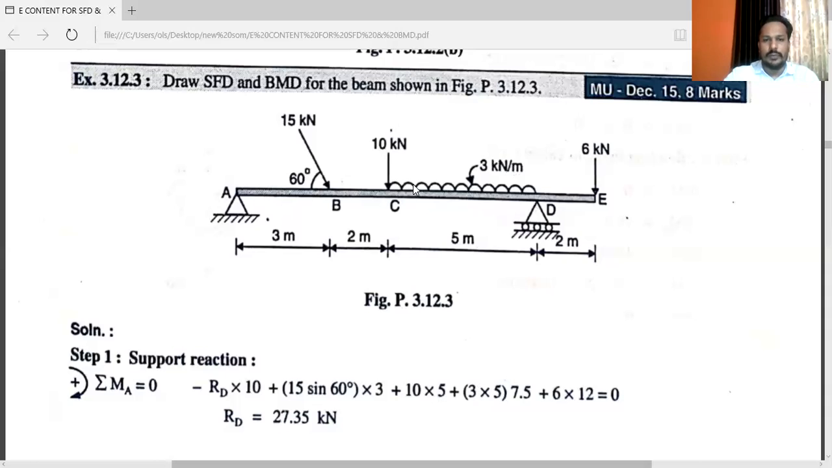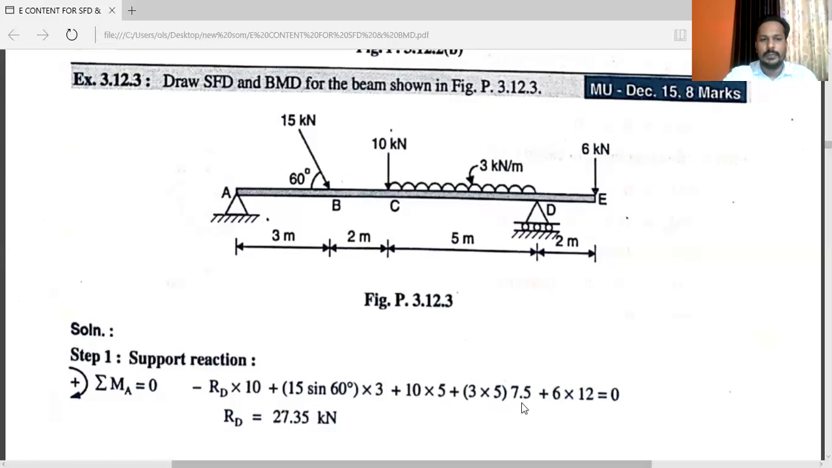So the intensity of that force is 3 into 5. You can see here 3 into 5, and it will act at the center of this distance, so 5 by 2, that is 2.5. Here that force will act vertically downward. So about A, it will move in the clockwise direction.